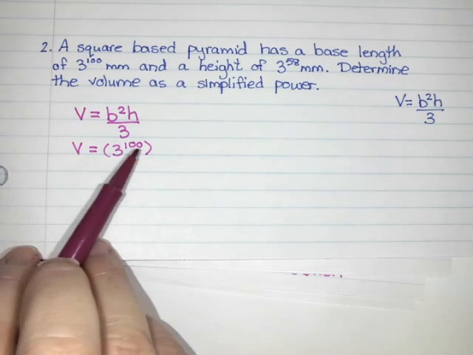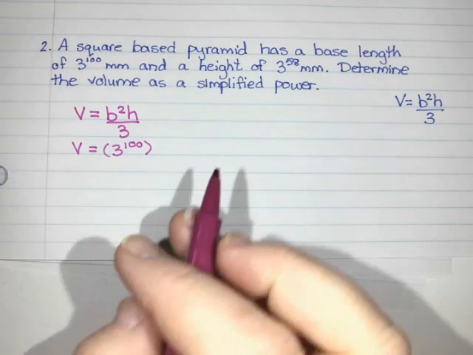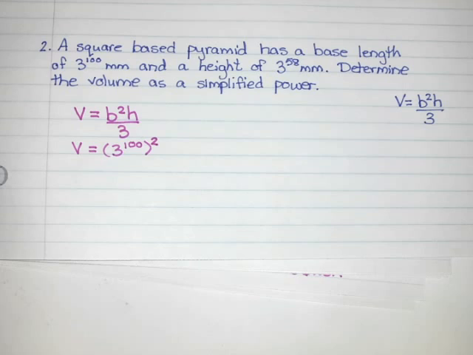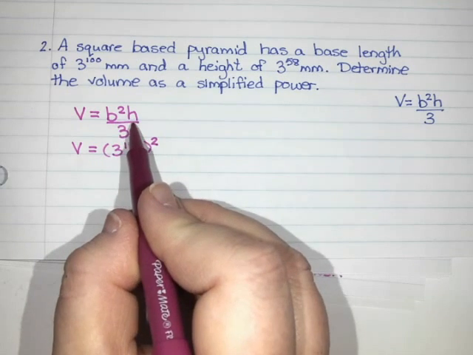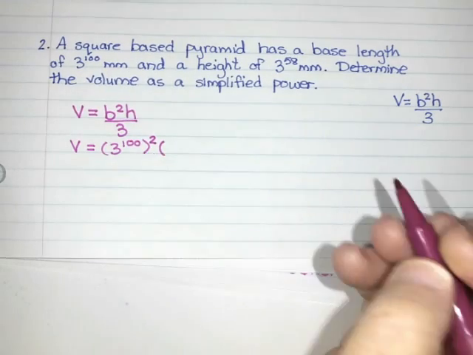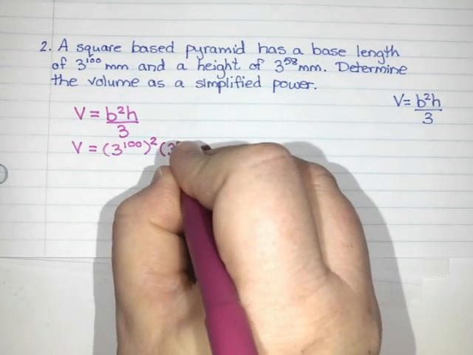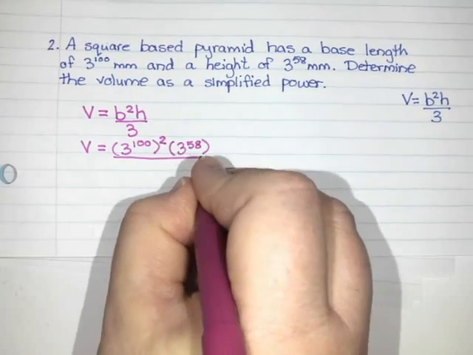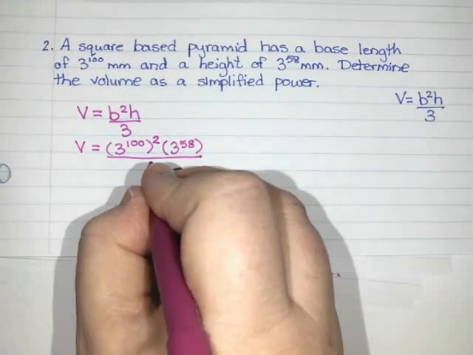And I put it in a bracket because there is a square on B, so I need to put a square to show that that is squared. And then we are multiplying by the height, which is 3 to the 58. So I'm going to use a bracket to show that we're multiplying, and then 3 to the 58. And then that is divided by 3 from the formula.